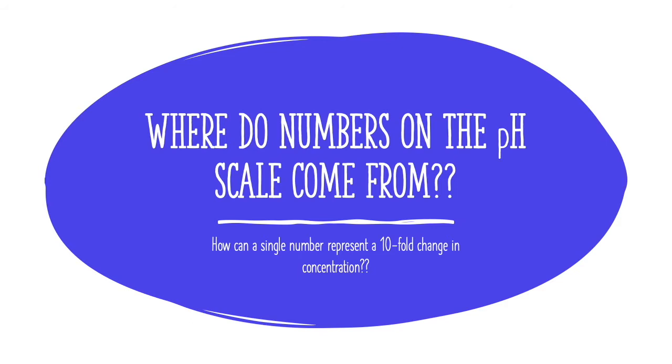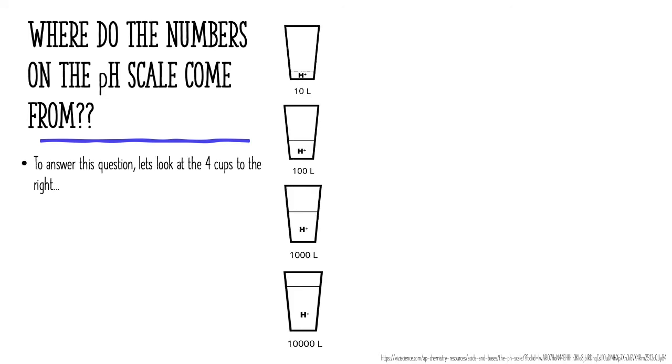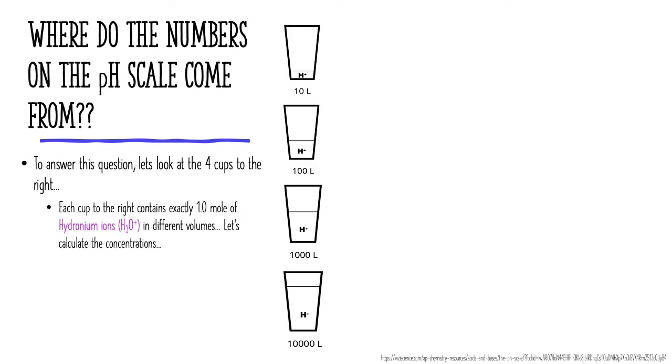All right, so where do the numbers on the pH scale come from? And how can a single number represent a tenfold change in concentration? So to answer this question, we're going to use these 4 cups over to the right. Each one of these cups contains exactly 1 mole of hydronium or hydrogen ions in different volumes of solution. So let's take a look at the volumes in here first before we calculate those concentrations.